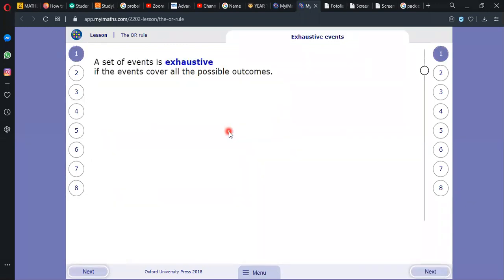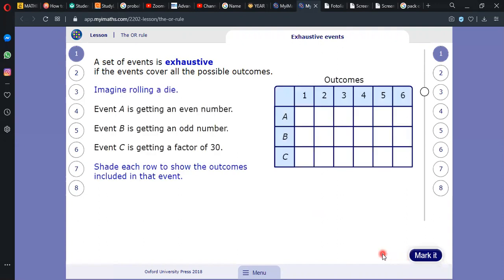A set of events is exhaustive if the events cover all the possible outcomes. Now, what we mean by that is, imagine rolling a die. Event A is getting an even number. So this is event A here. Event B is getting an odd number. This is event B here. And event C is getting a factor of 30. This is event C right here.